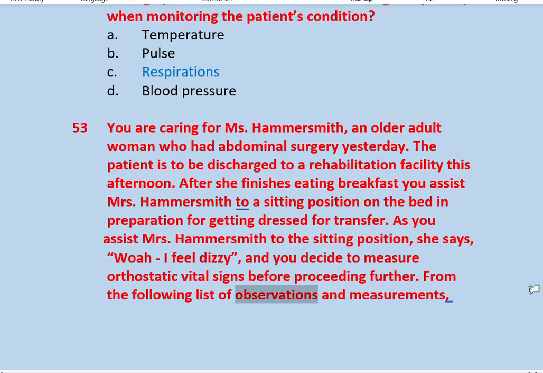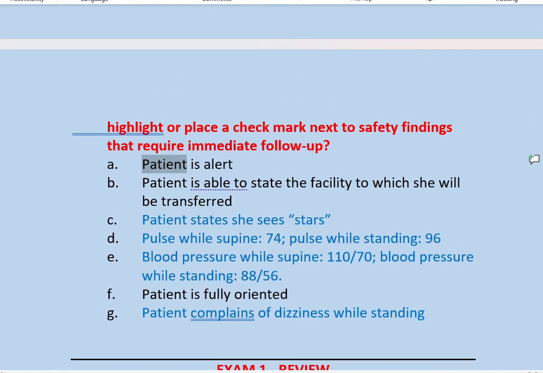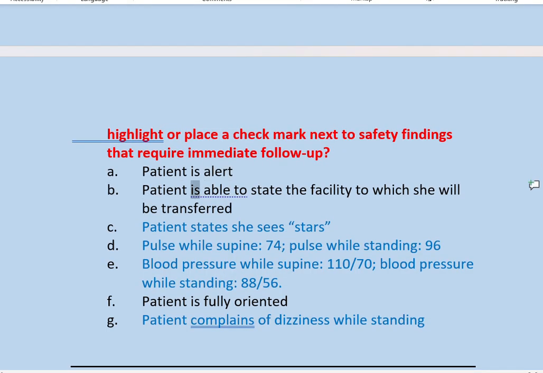From the following list of observations and measurements, highlight or place a check mark next to safety findings that require immediate follow-up. A. Patient is alert. B. Patient is able to state the facility to which she will be transferred. C. Patient states she sees stars. D. Pulse while supine, 74, pulse while standing, 96. E. Blood pressure while supine, 110/70, blood pressure while standing, 88/56. F. Patient is fully oriented. G. Patient complains of dizziness while standing.